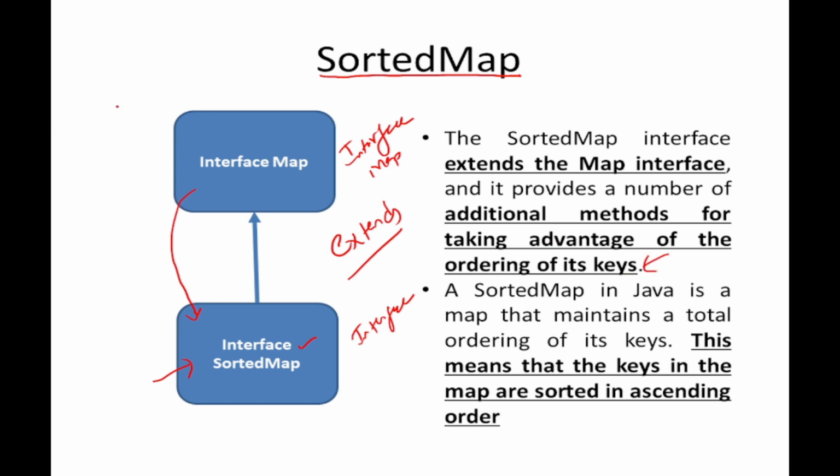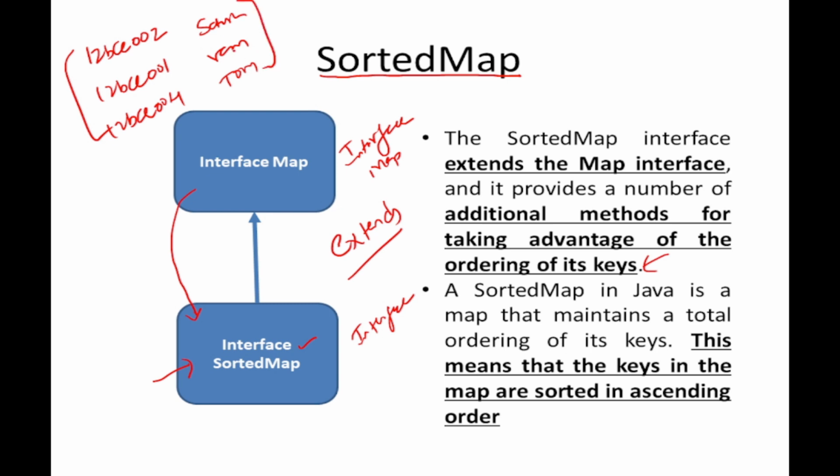In a map, say you insert data like this: 12BCE002 and then you give the name as Satish, 12BCE001 and the name as Ram, 12BCE004 and the name as Tom. Now when you retrieve the data, it will not be in sorted order when you use a map. So the use of a sorted map is that it has a few more methods that will sort your map according to the keys. It will be sorted in the ascending order of the keys. That is the importance of sorted map.